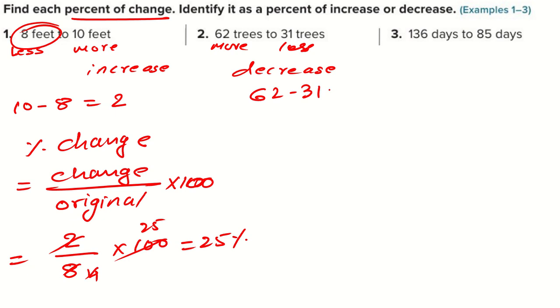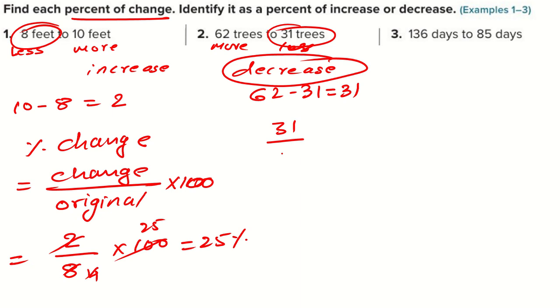Okay, now similarly here, what is the change? 62 minus 31, it is equal to 31. Okay, now it is less. Why is it decreased? Because the new value is smaller than the old value. So 31 is the change from what? 62, then multiplied by 100. So 62 divided by 31 is 2, 100 divided by 2 is 50. So it is decreased by 50%.